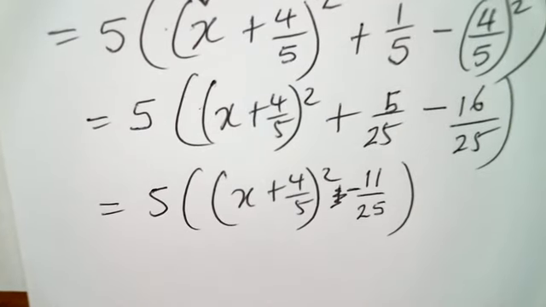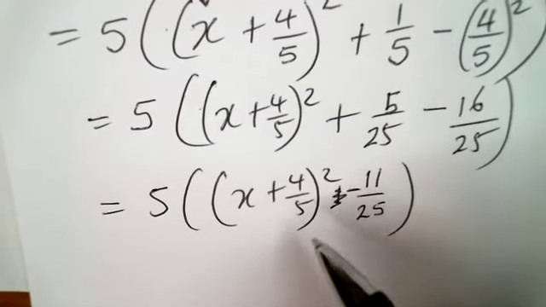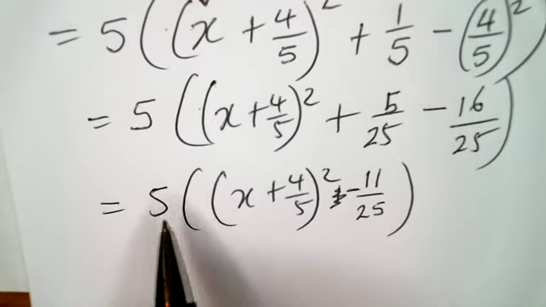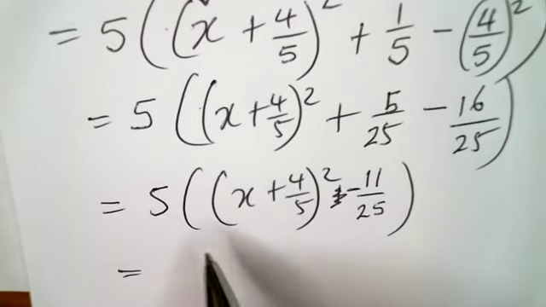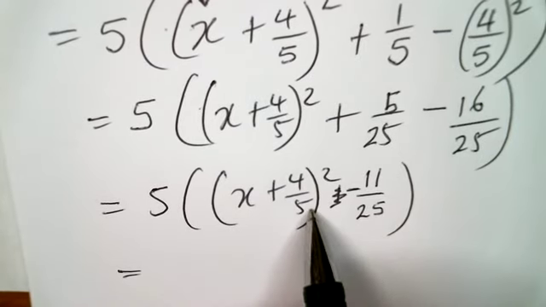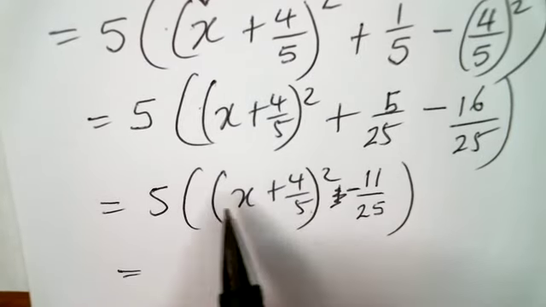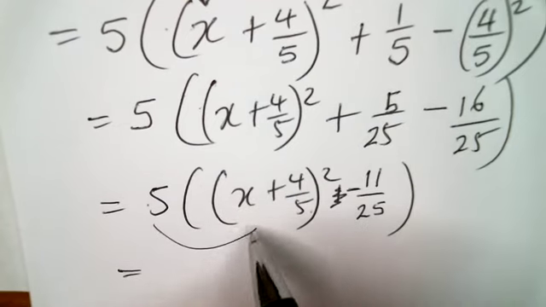Now, I need to make this into something that I can reasonably use. So I'm going to now get rid of the 5 on the front here. In other words, I'm going to multiply this bit by 5, and I'm going to multiply this bit by 5. So in other words, I'm going to expand the brackets, multiplying all of that by 5.